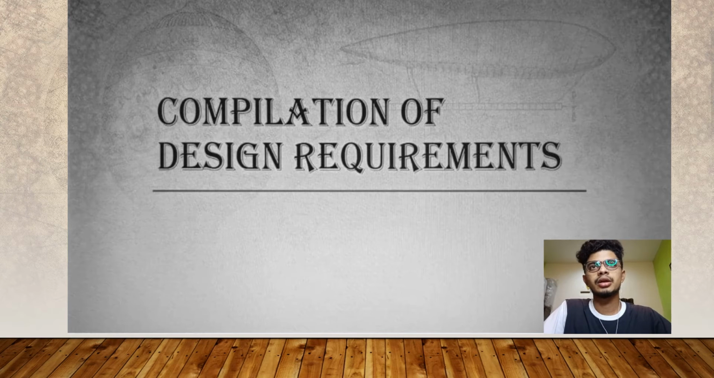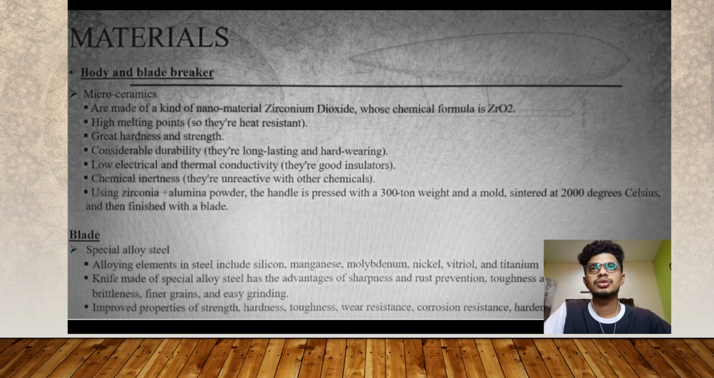Compilation of design requirements. In this section we're going to discuss the materials requirement, physical requirement, performance requirement, user requirements, and environmental requirements. First of all, in terms of materials, to build the cutter blade with the new design, for the body and blade breaker we will use microceramics, and for the blade we will use special alloy steel.